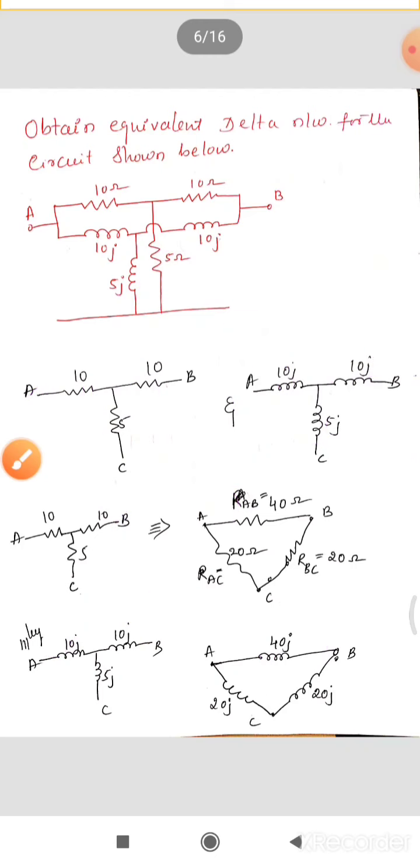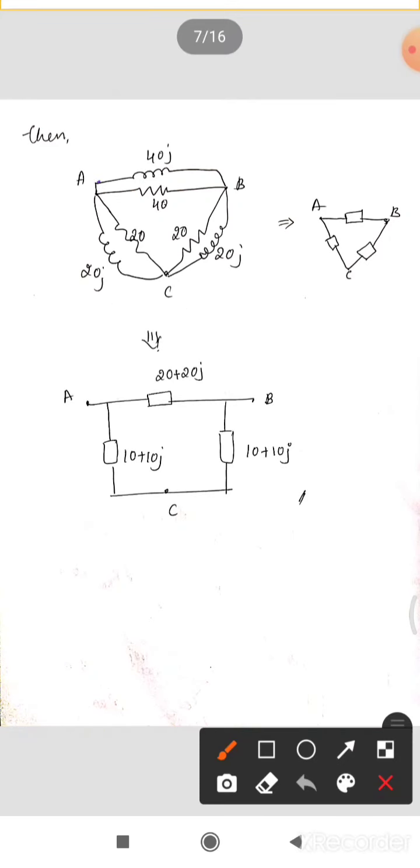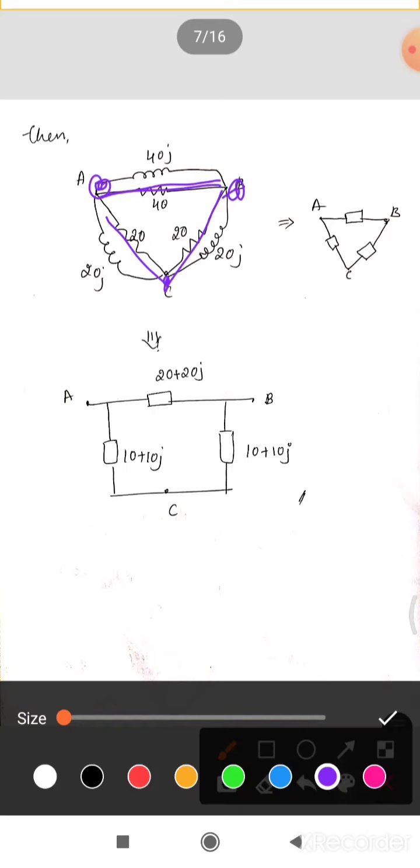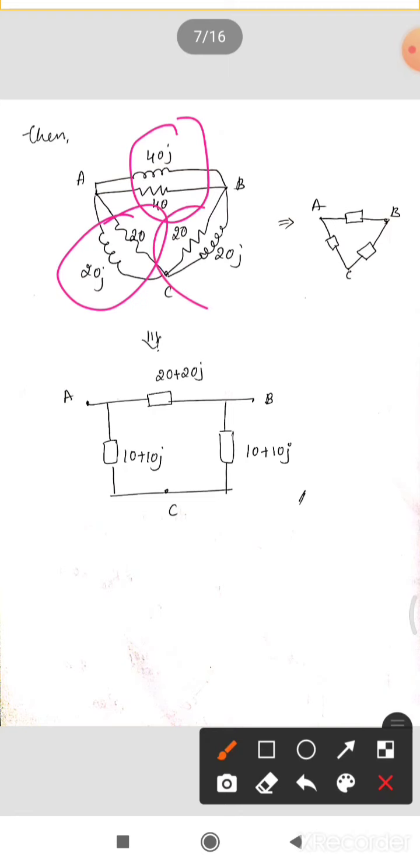Similarly, we can calculate AC and BC. Once you calculate these two, we can place them there between A, B and C. The first delta is of pure resistance, the second delta is of impedance. Once you have connected it, observe 40j and 40, 20j and 20: these two are in parallel, these two are in parallel, and these two are in parallel.